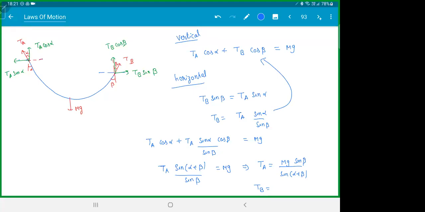I hope I understood how I got from here to sine alpha plus beta. I skipped a step there. I cross multiplied. It will be sine beta cos alpha plus sine alpha cos beta, which is sine alpha plus beta.